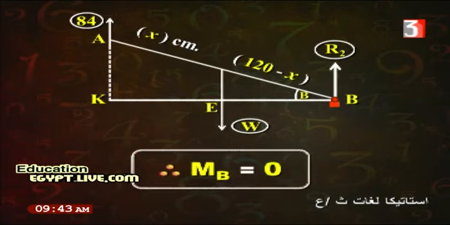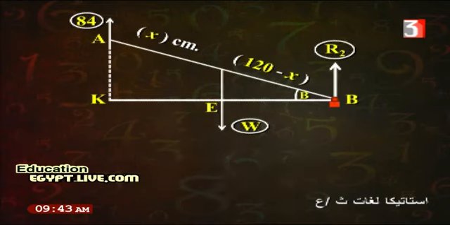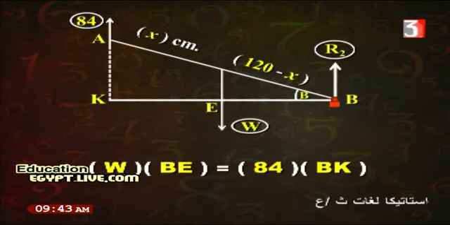We calculate the moment at B. Therefore, we have two forces, 84 and W. W times BE equals 84 times BK. Remember, my dear student, BE equals (120 minus X) cosine beta. But BK equals 120 cosine beta.